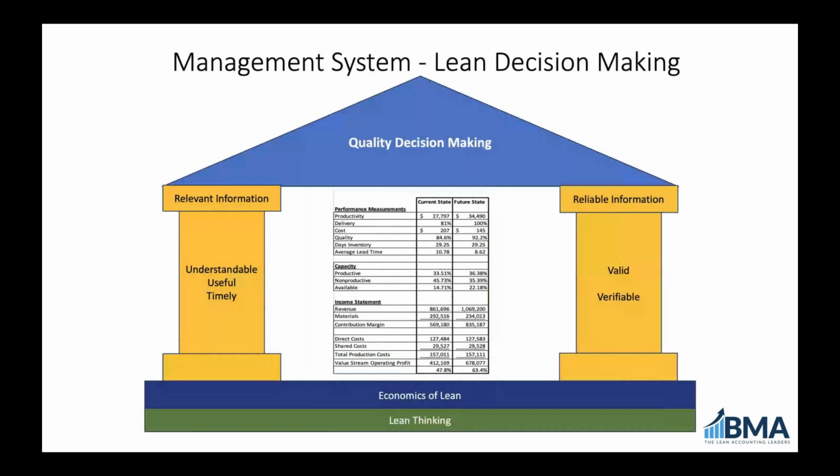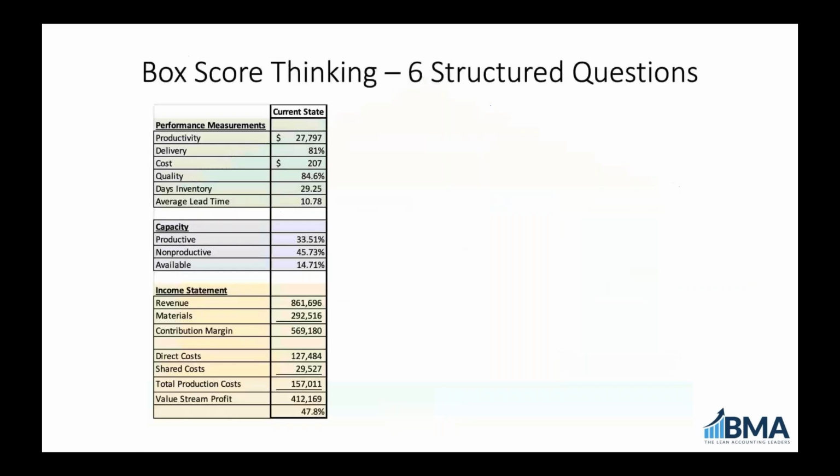We talked about the decision-making system and improving the quality of decision-making. How box scores help is they drive 6 basic questions that need to be asked in any decision. And that's about looking through the box score. What's the impact on operational performance?